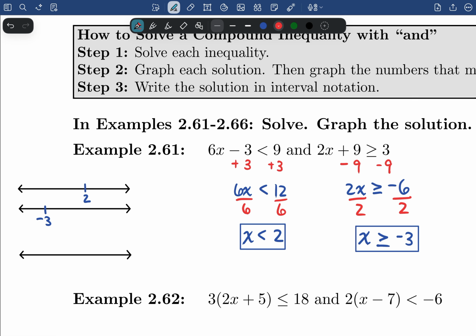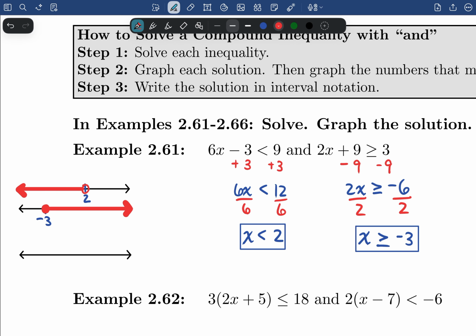Now, to go ahead and graph these, x is less than 2 has an open dot at 2, and then we shade the region to the left. There we go. And then x is greater than or equal to negative 3. I have a closed dot at negative 3. And then I shade the entire region to the right.